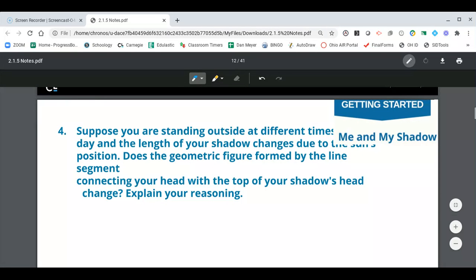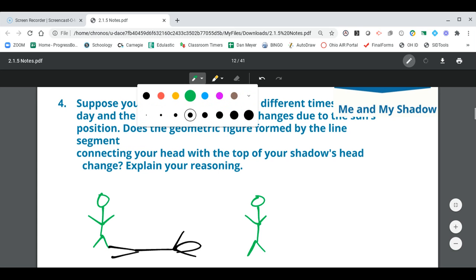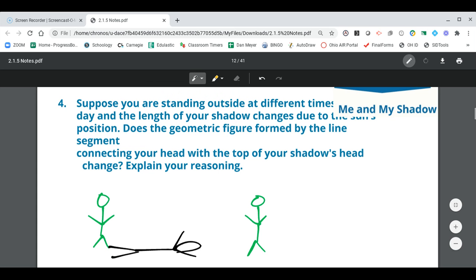So now it says, suppose you're standing outside at different times of the day and the length of your shadow changes due to the sun's position. Does the geometric figure formed by the line segment connecting your head with the top of your shadow's head change? Explain your reasoning. So if I go ahead and redraw two different scenarios. So here's me. This is the first time I went outside. And then later I go out. I don't change sizes. I hope not, at least. That would be weird. Let's say my shadow is like this now.